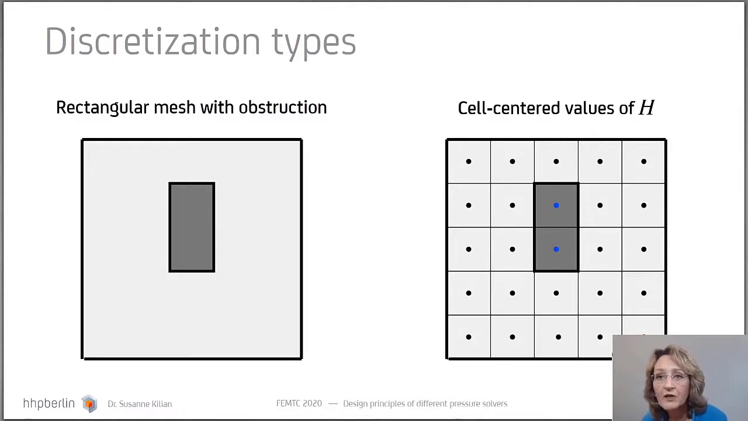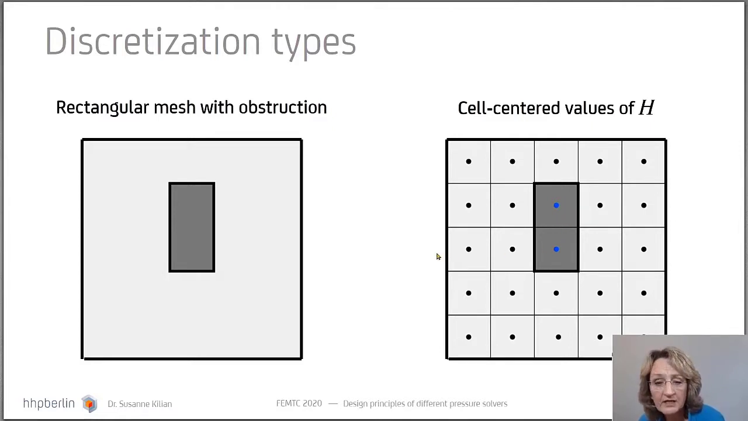So please have a look at the following very small example with an internal obstruction on the left and the corresponding grid. And as already mentioned, the pressure values are computed in the cell centers. But what about these two blue dots within the obstruction?